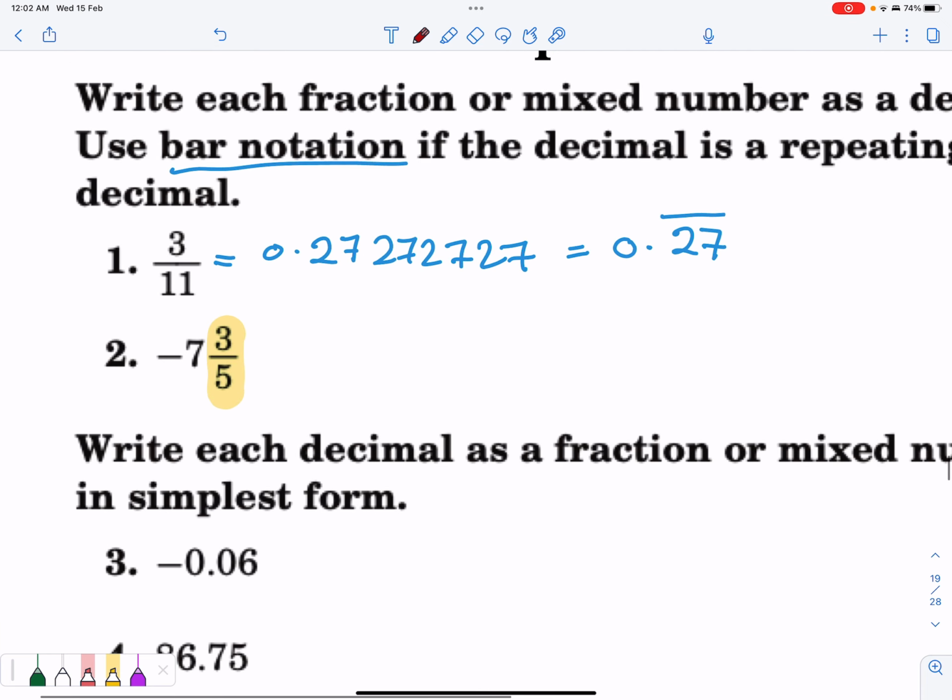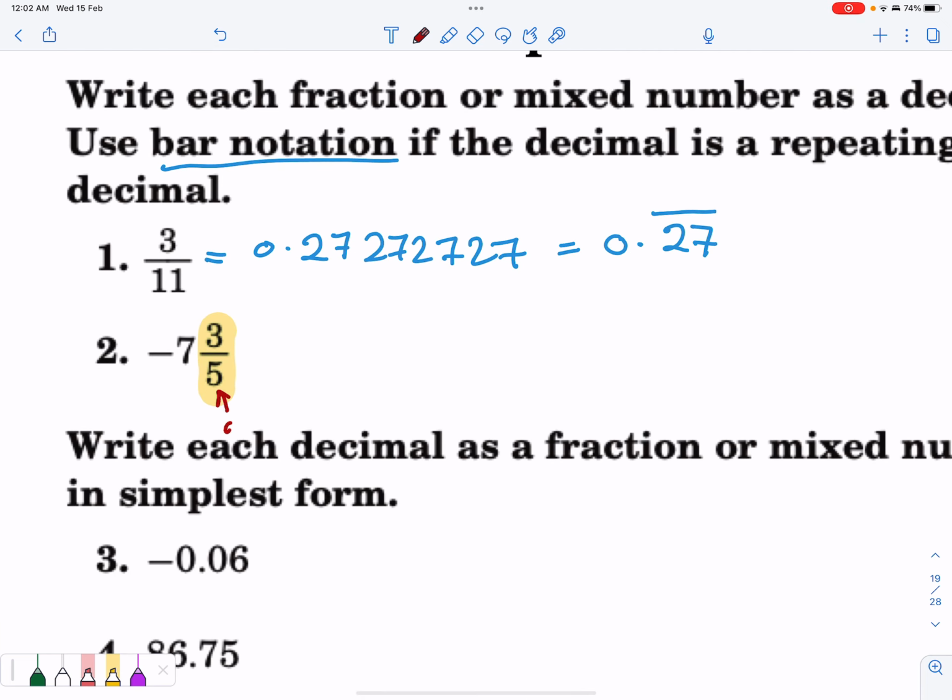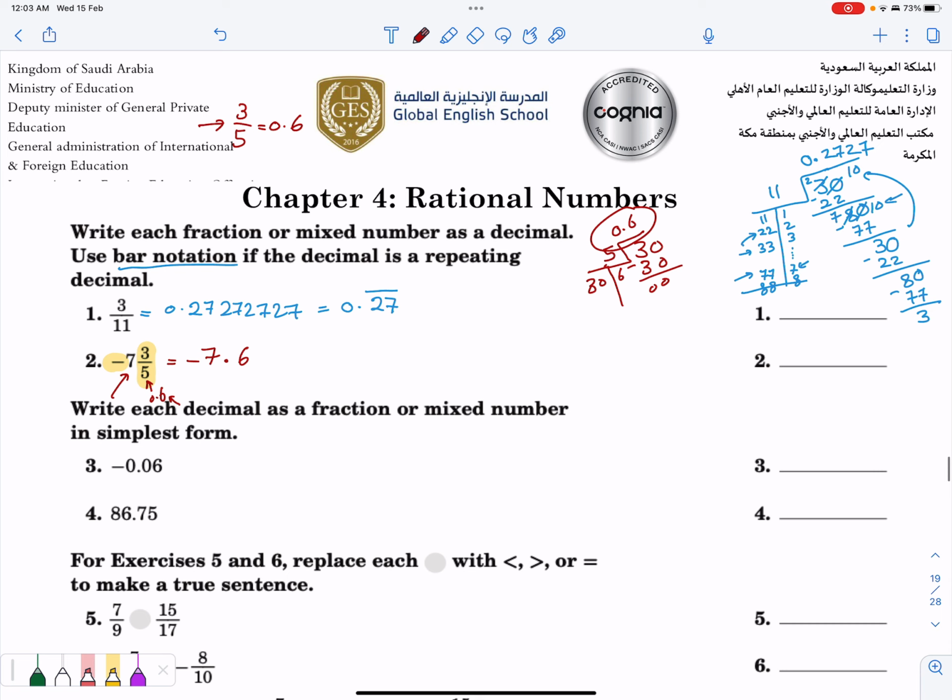Now, you just have that 0.6 with a whole number. So you will just write the whole number, which is the 7, and you will add this decimal number. So you will say 7.6, like that. And because you have here a negative sign, you will just add it. So that will be negative 7.6. And the first one will be 0.27 with the bar notation, like that.